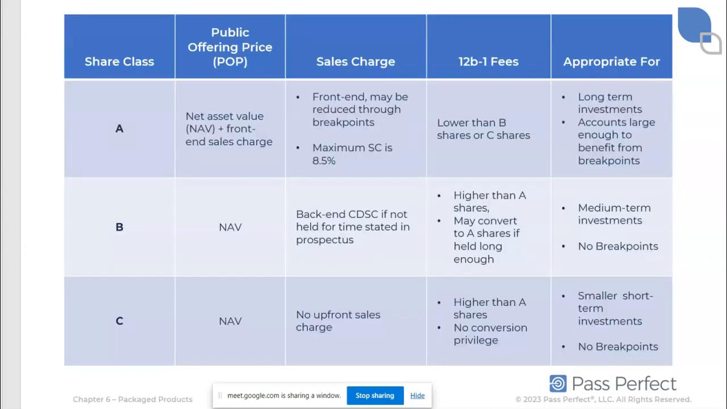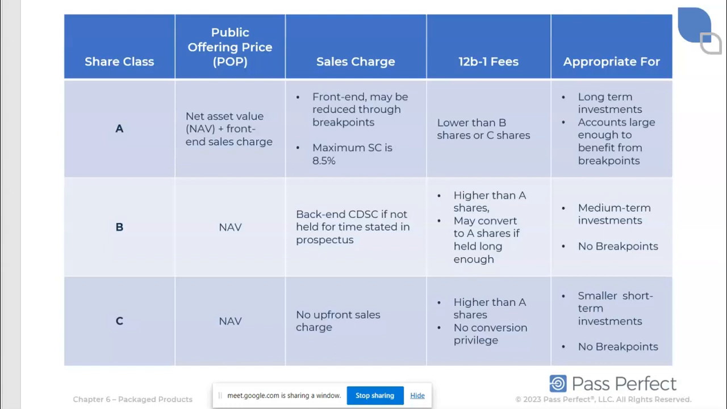Okay, so this sums up the Class A, B, and C shares. The Class A shares you buy at the public offering price because that's inclusive of the sales charge going in. Maximum again sales charge is 8.5%, and there can be ways of reducing that sales charge with breakpoints. A breakpoint's like a dollar level where the sales charge is reduced. Lowest operating cost, better for long-term investors and for people with more money to invest.